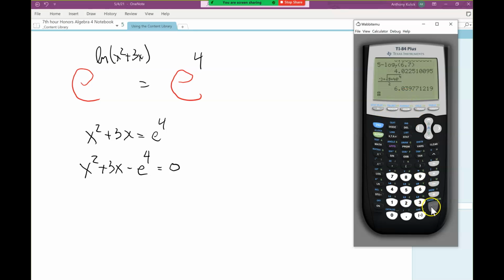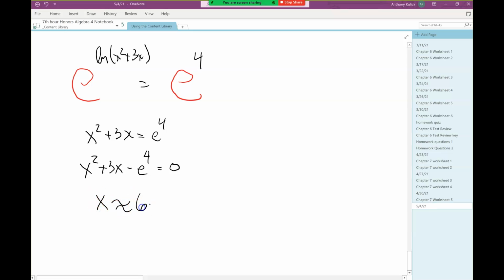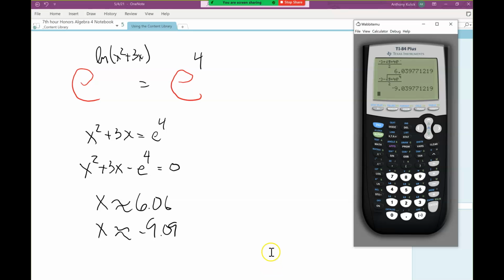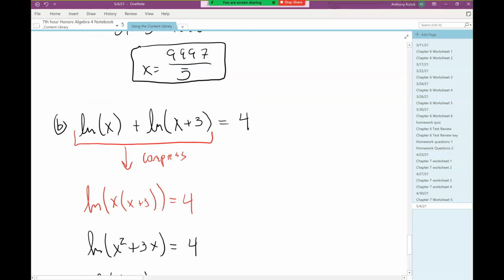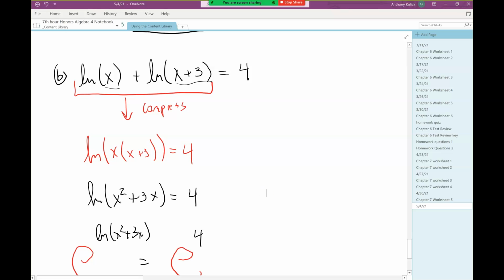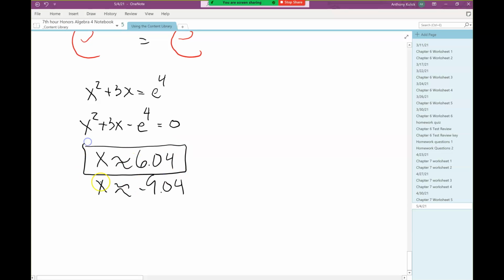So one answer is 6 and change. And then if we subtract, the other is negative 9 and change. Not close. But I'm not done, because I didn't check. So go all the way back to the beginning. If I plug 6 in for x, that's good. If I plug 6 into x plus 3, that's good. But if I plug negative 9 in for x, remember when I'm checking, I'm just making sure that when I plug the x's back in, they have to be positive. So this guy would have been my extraneous solution.